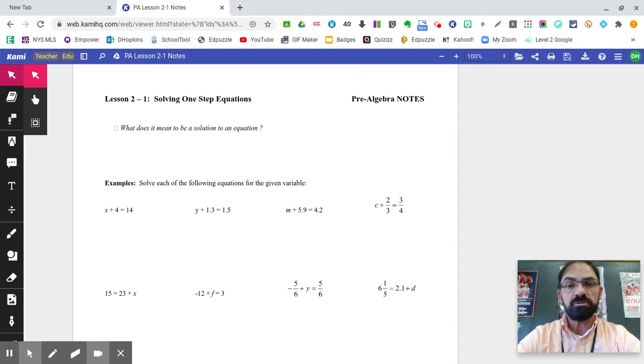Today, we're going to start a brand new unit, solving equations. Today's a little bit easier. We'll start off softly with one-step equations.